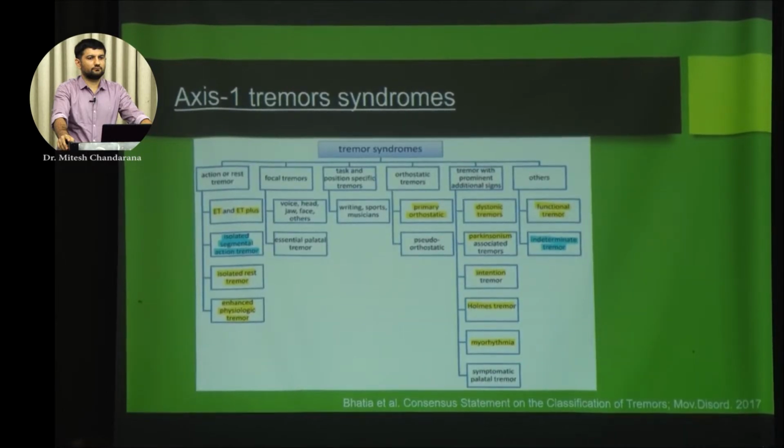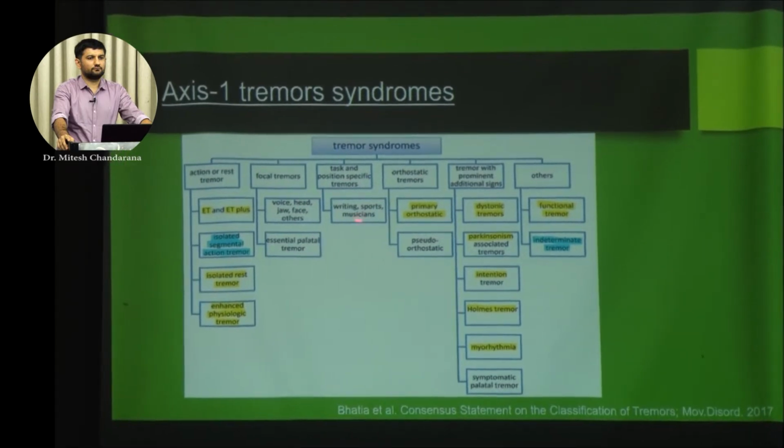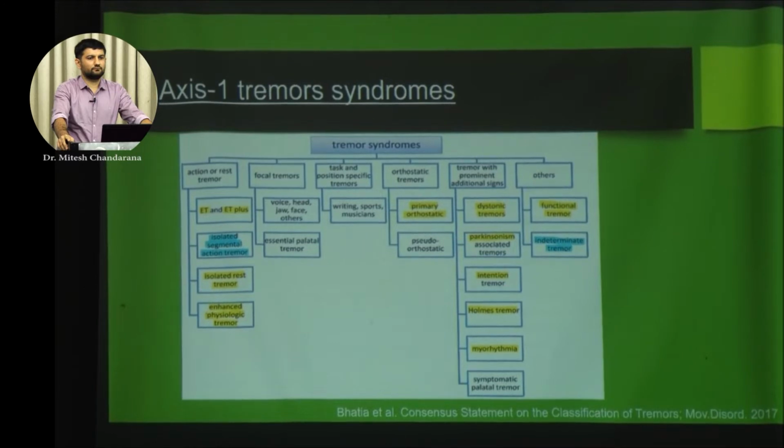They then tried to divide tremor into various syndromes according to these characteristics, like whether it is action or rest tremors, then it can be ET or ET plus, isolated rest tremors, isolated segmental action tremor, enhanced physiological tremors, then focal tremor like head or voice tremor, essential palatal tremor, then task-specific tremors, orthostatic tremor. And this is an important group: tremor associated with additional signs, like the presence of dystonia, Parkinsonism, ataxia, or any other. There is myorhythmia, symptomatic palatal tremor, and then there are functional tremors and indeterminate tremors.